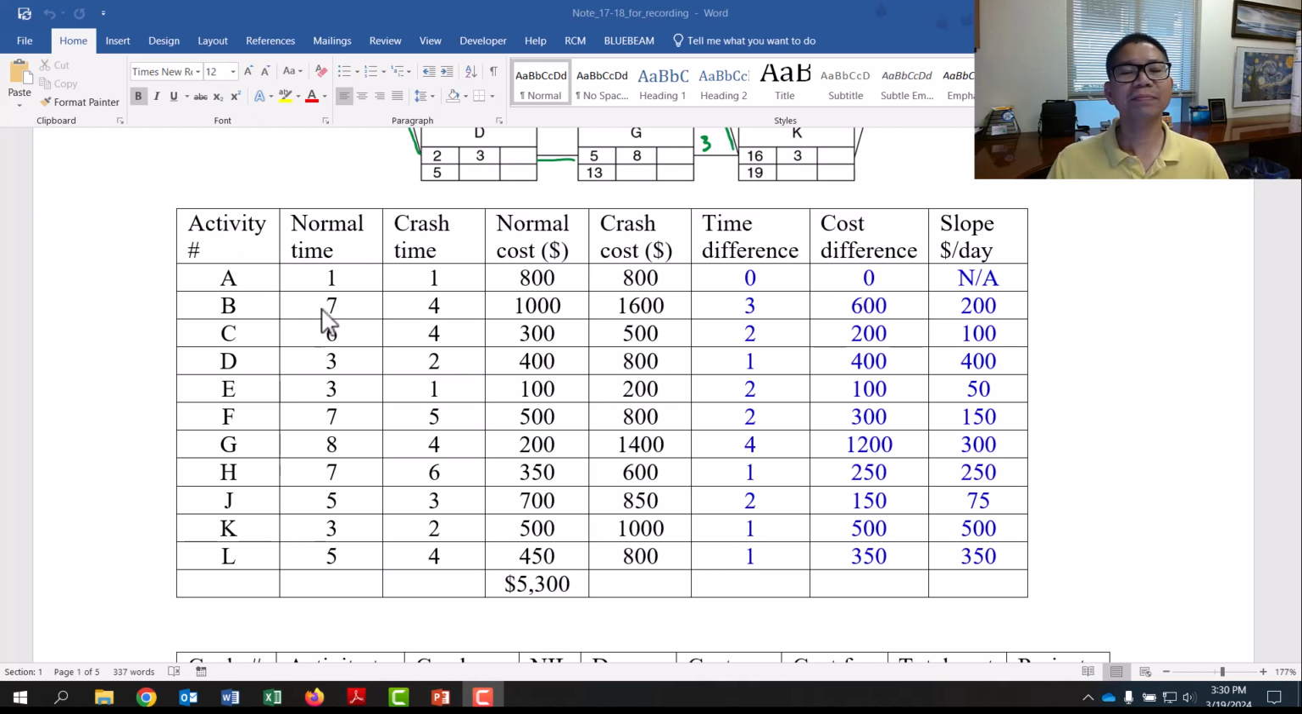Activity B, we have normal time 7 days, and crash time 4. Normal cost is 1,000 and crash cost is 1,600. So for activity B, I can shorten a maximum of 3 days. With those 3 days, the cost difference is the crash cost 1,600 minus 1,000, so you have 600. You get 600 divided by 3, you get $200 per day. That we call the slope, dollar per day.